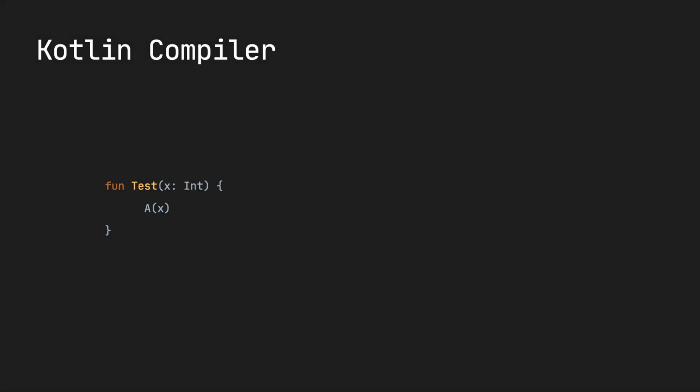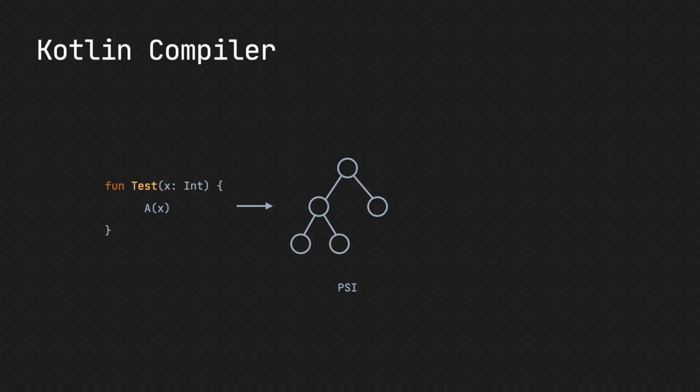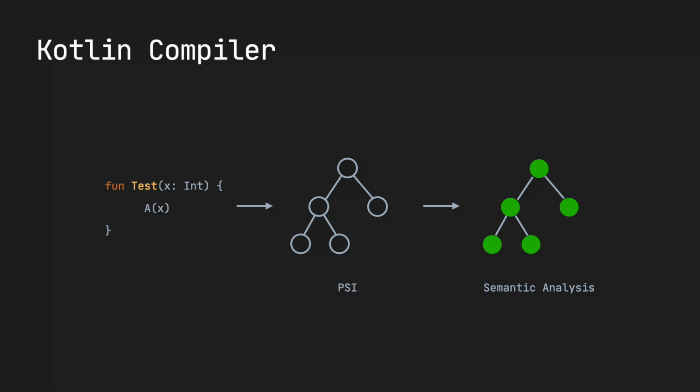The Kotlin compiler takes your source code and builds something called a PSI tree. Each node here represents an element in your source. But there is information that's not in this PSI tree. This PSI tree is just a syntactic representation of your source code. This is where analysis comes in, where semantic analysis is done and information is added.